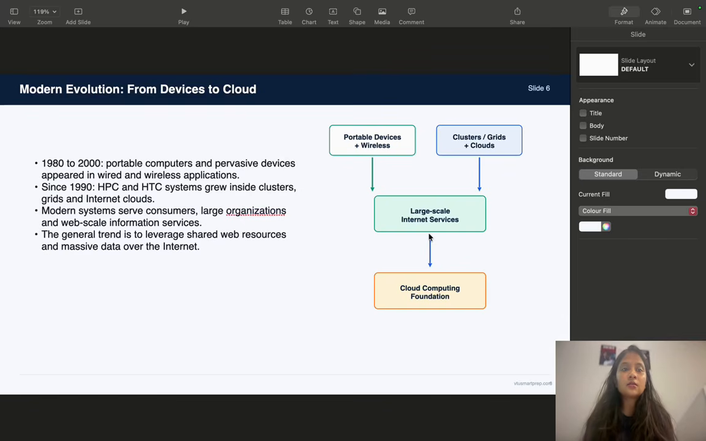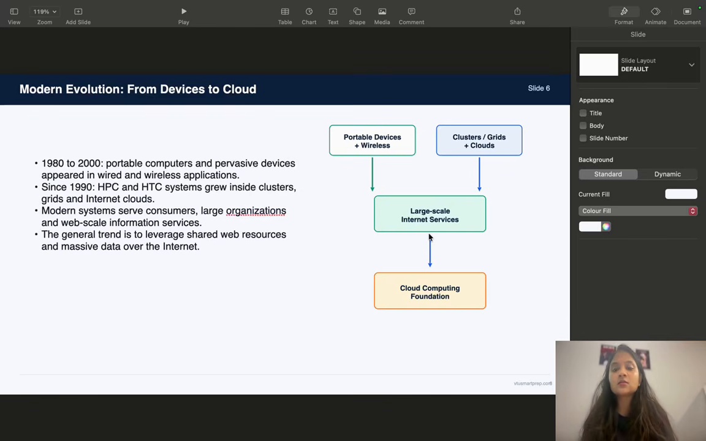Next, after the devices, modern evolution from devices to cloud. How it happened is what we are going to understand in this slide. So the next stage is portable and pervasive devices. From around 1980 to 2000, laptops, mobile devices, and wireless devices became common. So these devices supported both wired and wireless applications.